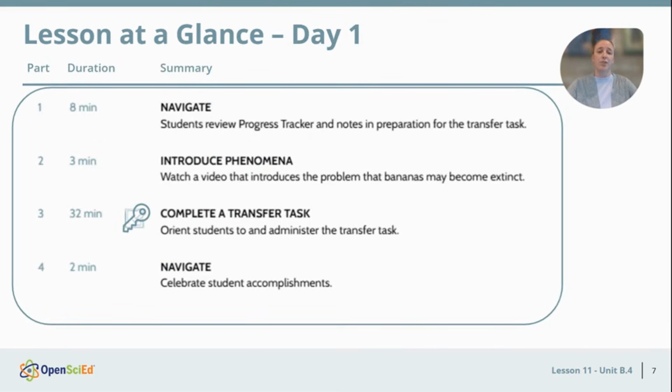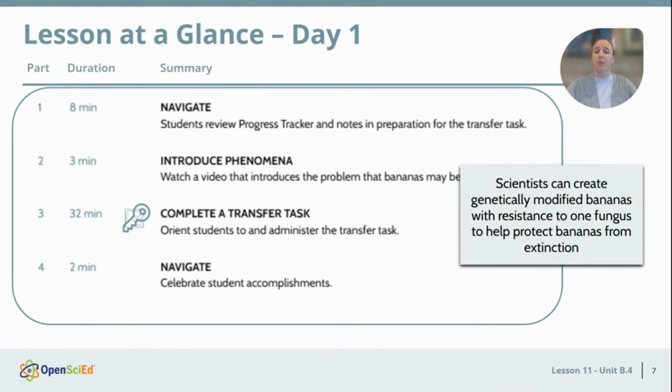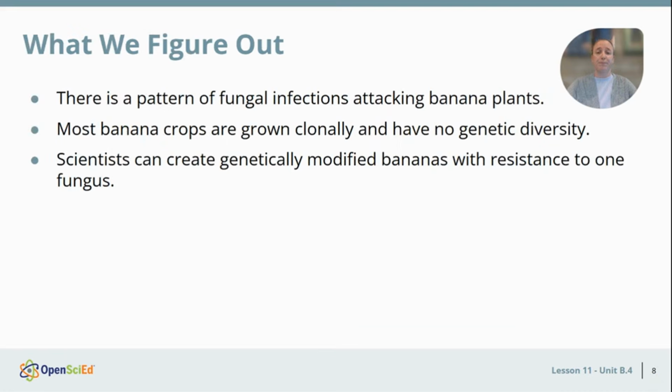In Lesson 11, students are putting together the pieces of everything that we have learned to explain a new phenomenon. In this transfer task, we are focused on using what we've learned to protect the banana crops from a fungal infection. We figure out that bananas are clones with no genetic diversity. So if farmers grow only one variety, they can be vulnerable to infections. But scientists can also create genetically modified bananas with resistance to one fungus.